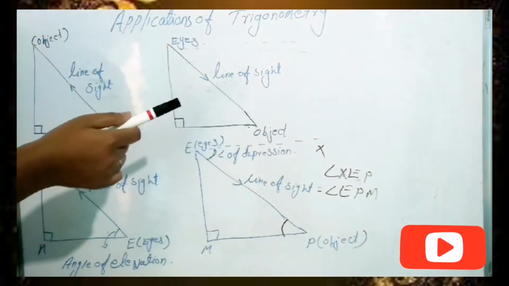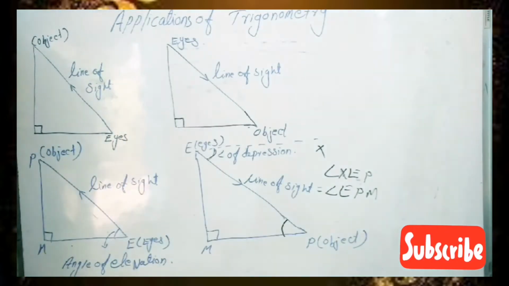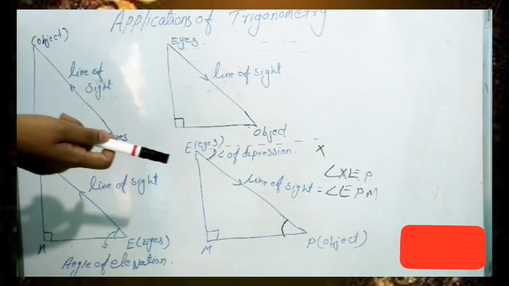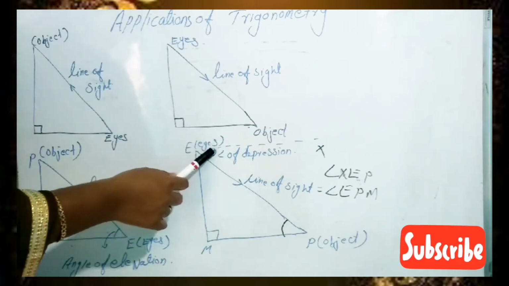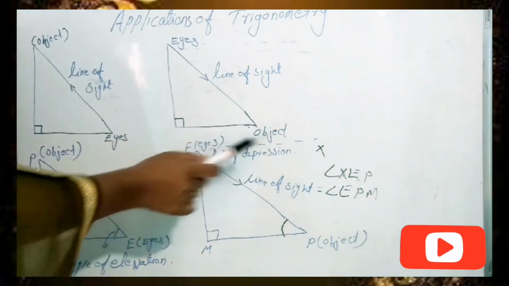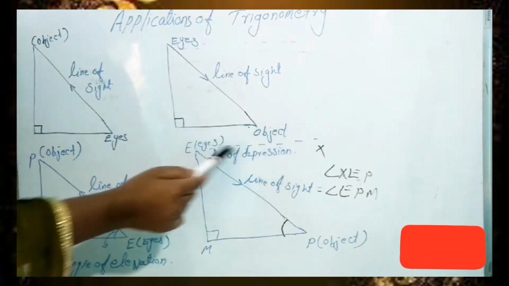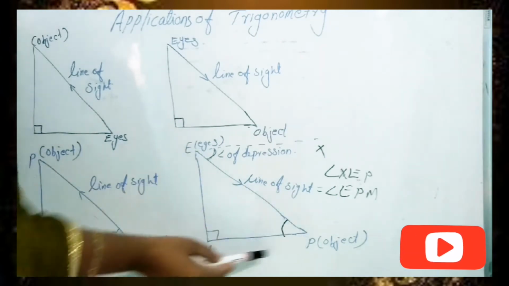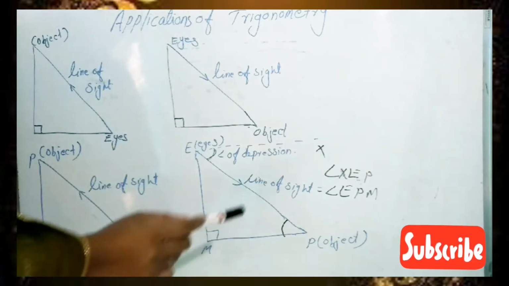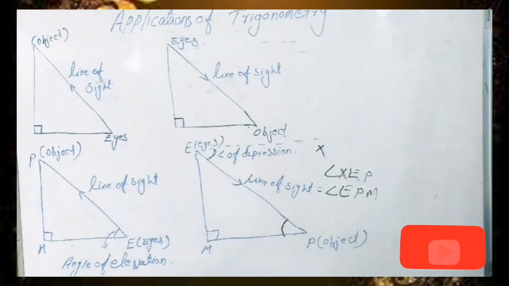And this angle of depression we will have if the object lies below the eye level. This angle of depression is also the angle between the line of sight and the horizontal line through the eye. Now this horizontal line EX and PM are parallel lines. Then angle XEP and angle EPM are alternate angles, and these alternate angles are equal. So angle XEP is equal to angle EPM.